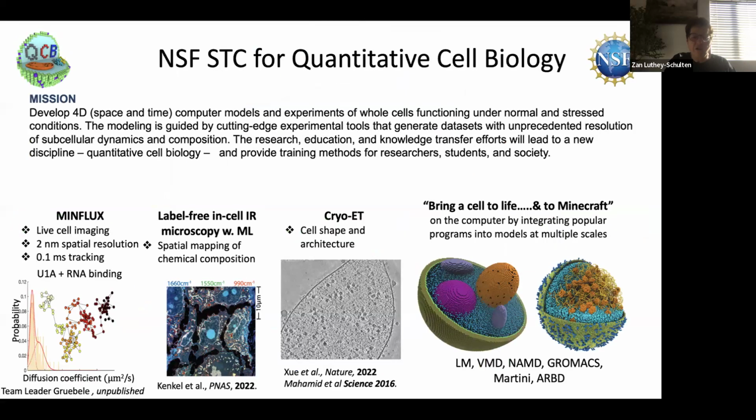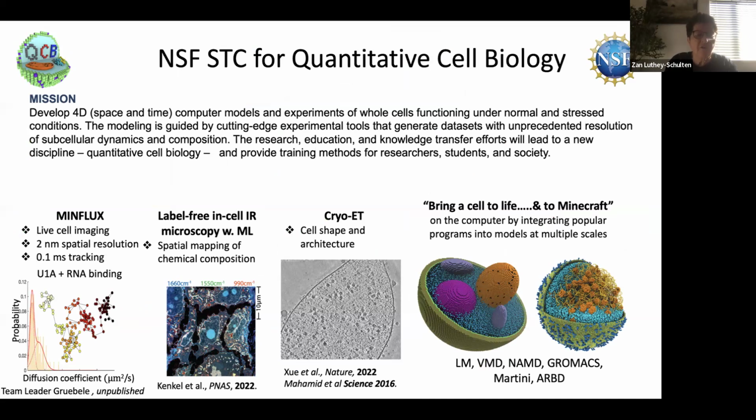And our 3 experimental techniques are MINFLUX, which gives us live cell imaging at a 2 nanometer spatial resolution and a 0.1 millisecond tracking. But you still don't want to label something like a small protein. It just moves too fast.